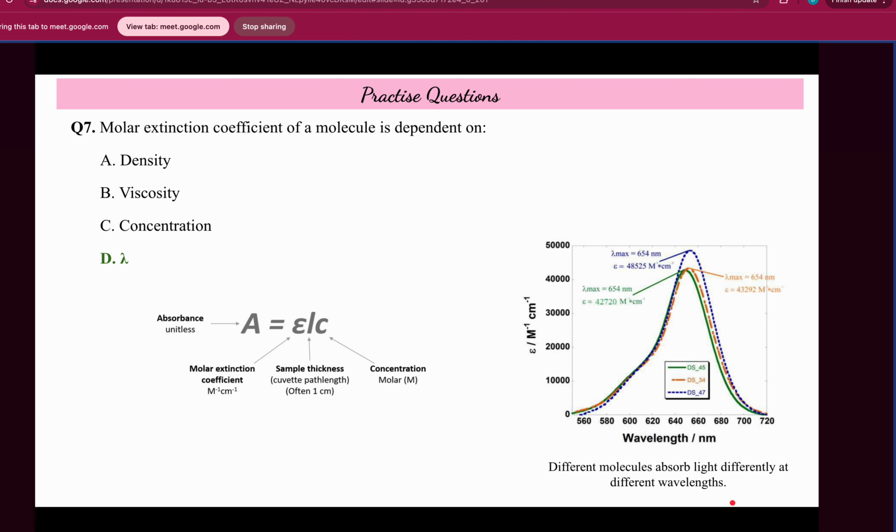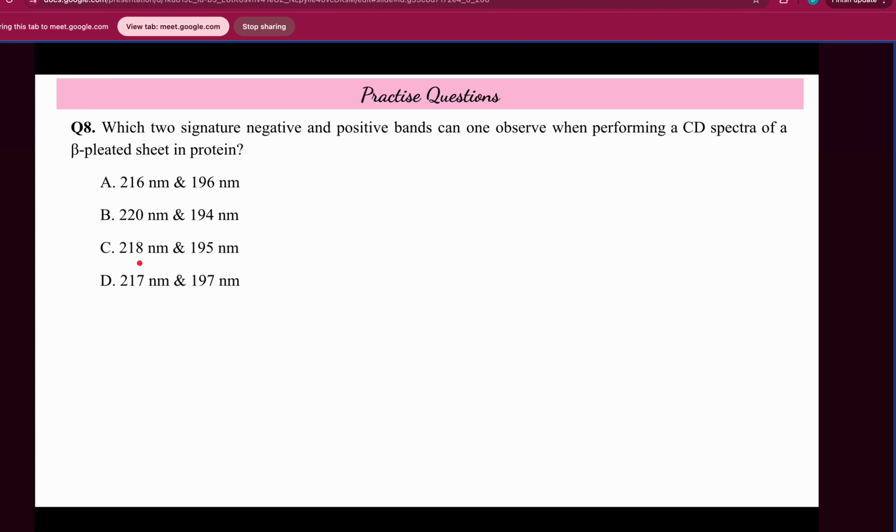Different molecules absorb light differently at different wavelengths, because it tells you the absorption of a particular molecule. So it does not change with concentration, because it's the ability of the molecule. If you are increasing its concentration, there is no change in its absorptivity. Its ability is the same. So it changes with the wavelength. So that's why the right answer is option D.